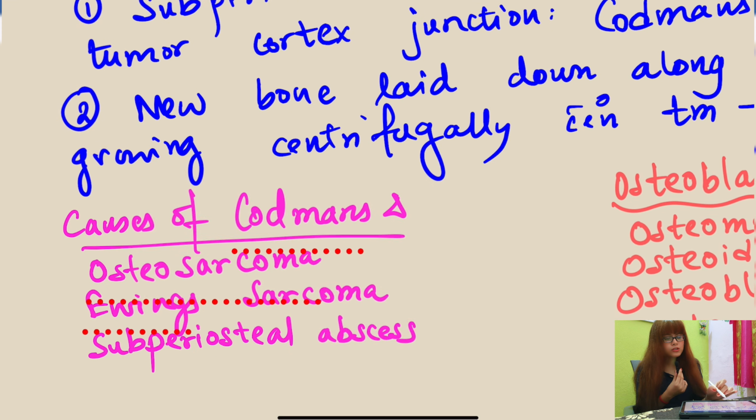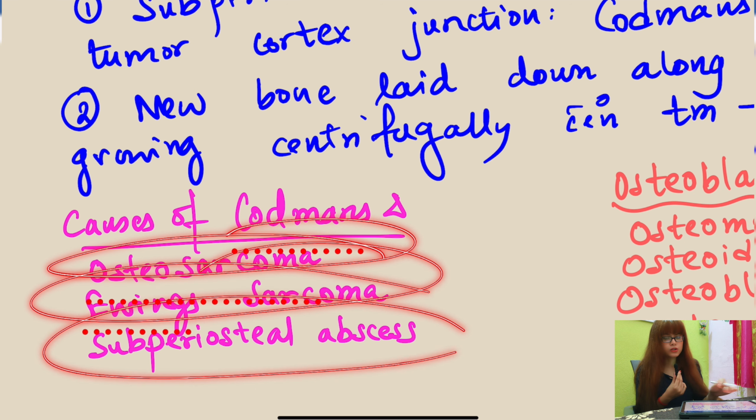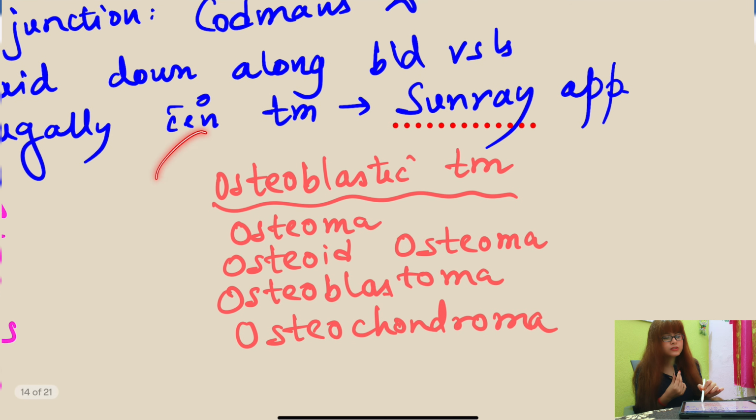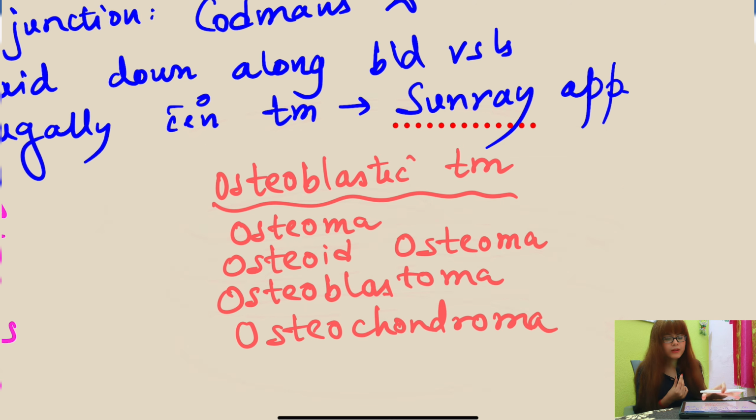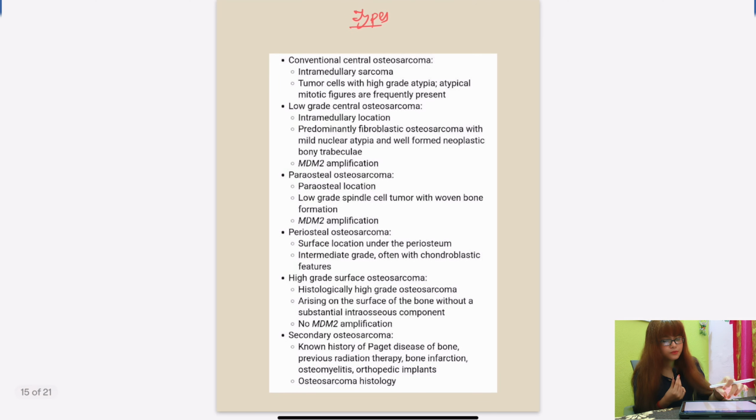Now there are other points about Codman's triangle as well. Codman's triangle is not only found in osteosarcoma but also in Ewing sarcoma and also in subperiosteal abscess. And what are the other osteoblastic tumors in which there is deposition of bone? Number one is osteoma, osteoblastoma, osteochondroma, and osteosarcoma. I've already mentioned this point before. This is just a revision for you.